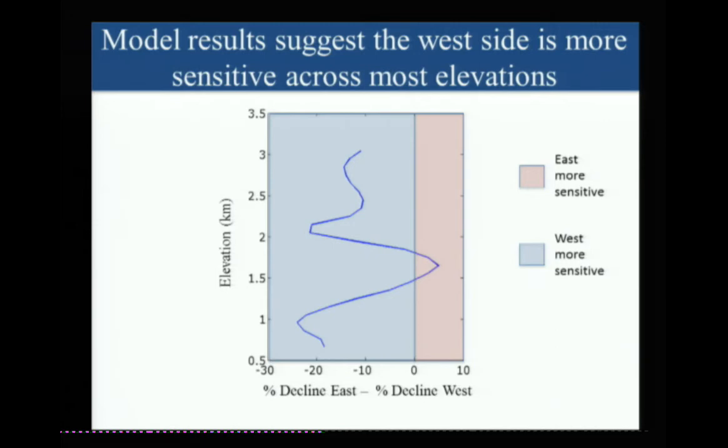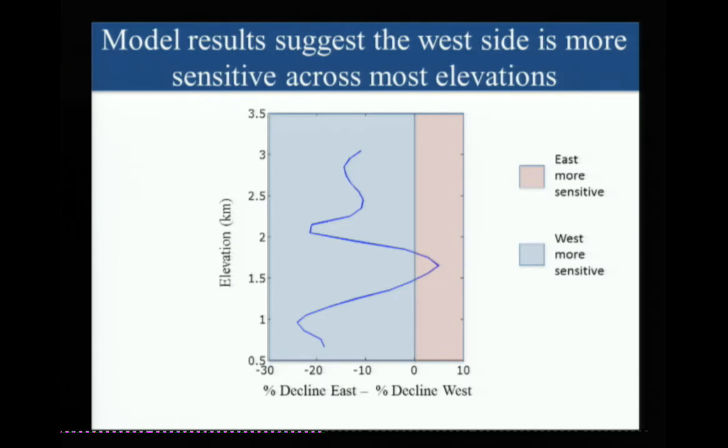So what we do is we run our model independently for the east side and the west side. We calibrate the model independently for each side, each watershed. We compute, in this case, the percentage difference so that we can compare equally. We compute the percentage decline in snow water equivalent for the east side and the west side, and then we compute the difference between the two and plot that versus elevation. So if the west side has a larger percent decline, it's more sensitive than the east side, and you end up with a negative number. If the east side has a larger percent decline, it's more sensitive, you have a positive number.